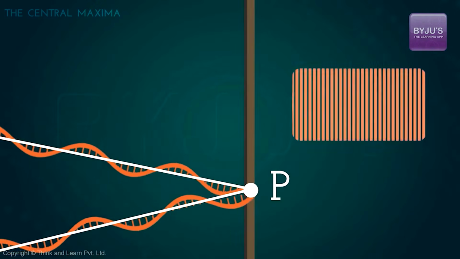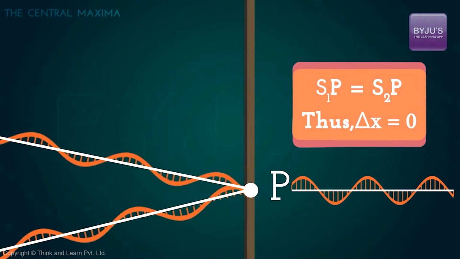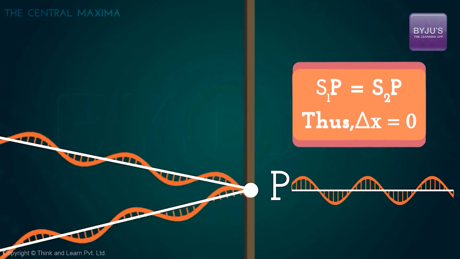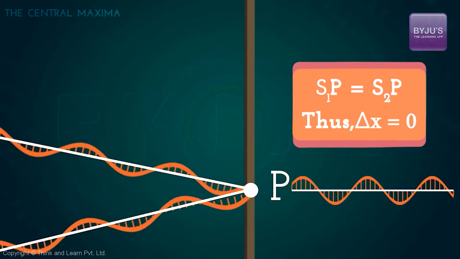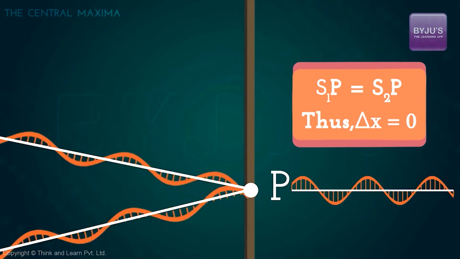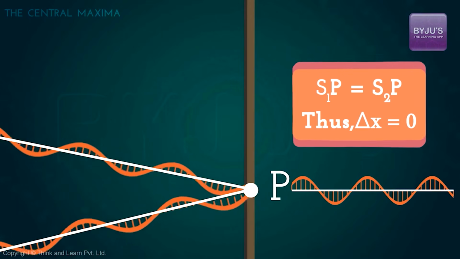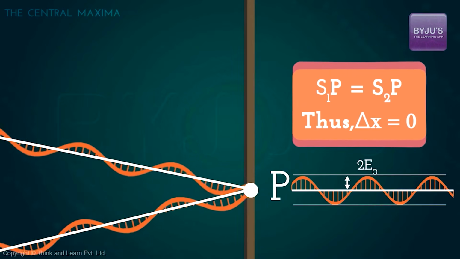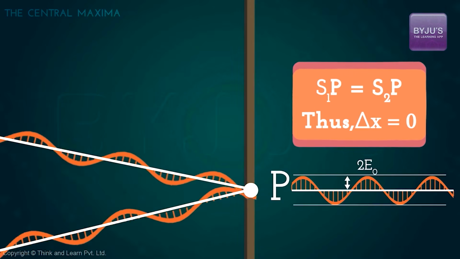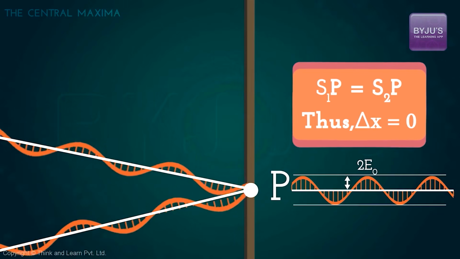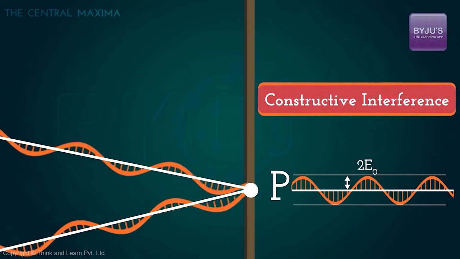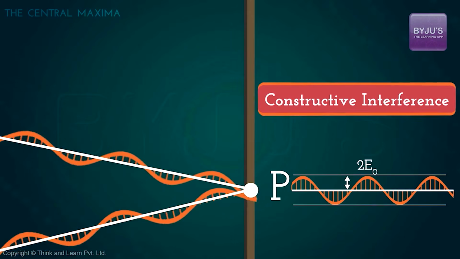That depends on the path difference. What is the path difference between these two waves? It is 0, because S1P is equal to S2P. If the path difference is 0, then they will reach point P in phase. So at every single point in time, the resultant field will be twice the field contributed by each of these waves because they are in phase. Therefore, the amplitude will be 2E0. And what kind of interference is this? This is obviously constructive interference, because the waves that are interfering are in phase, as the path difference is 0.